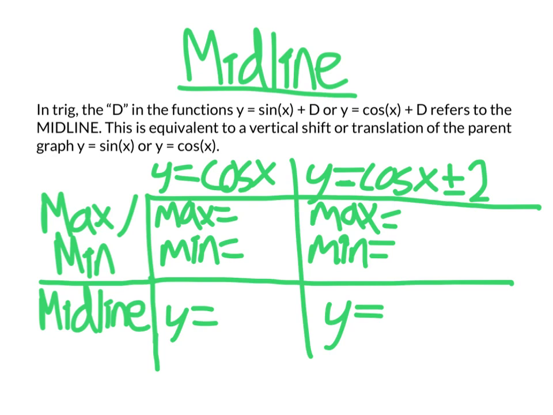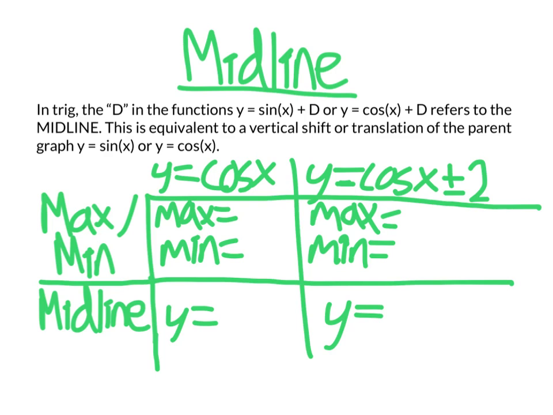Finally, we have the midline. In trig, the d in the functions y equals sine of x plus d, or y equals cosine of x plus d, refers to the midline. This is equivalent to a vertical shift or translation of the parent graph y equals sine of x or y equals cosine of x. So first, we have a regular y equals cosine of x, and then y equals cosine of x plus 2, and then y equals cosine of x minus 2.